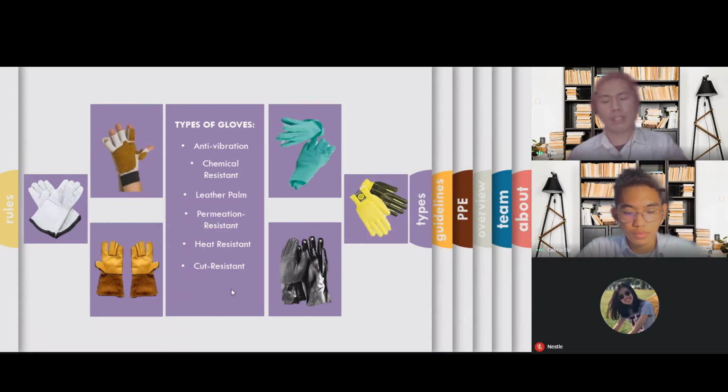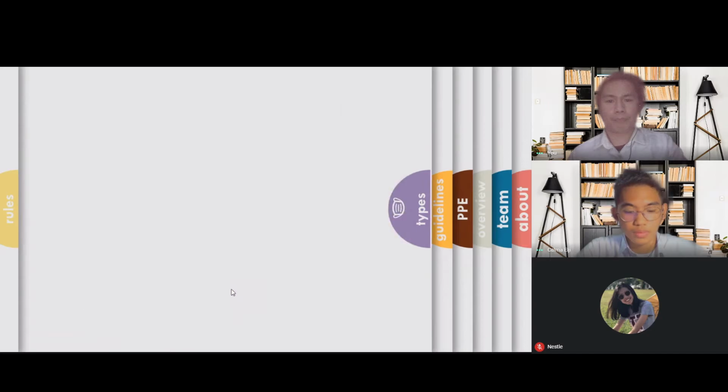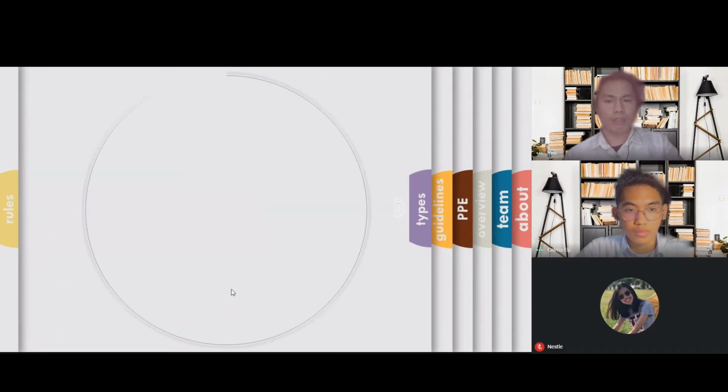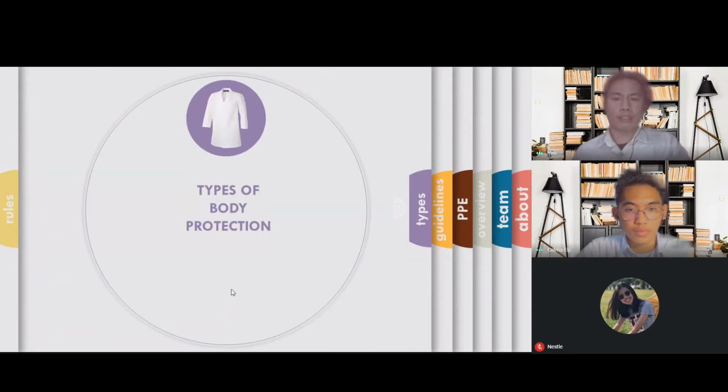And for our next protection, body protection. So, ang body protection, meron itong coverall for the body. Pinoprotektahan ang users from hazardous risk sa workplace. For the types of body protection, the first type is lab coat. Ginagamit ito sa laboratories. Sinusuot rin ito ng chemist and pinoprotektahan ang kanilang katawan from injury and infection.